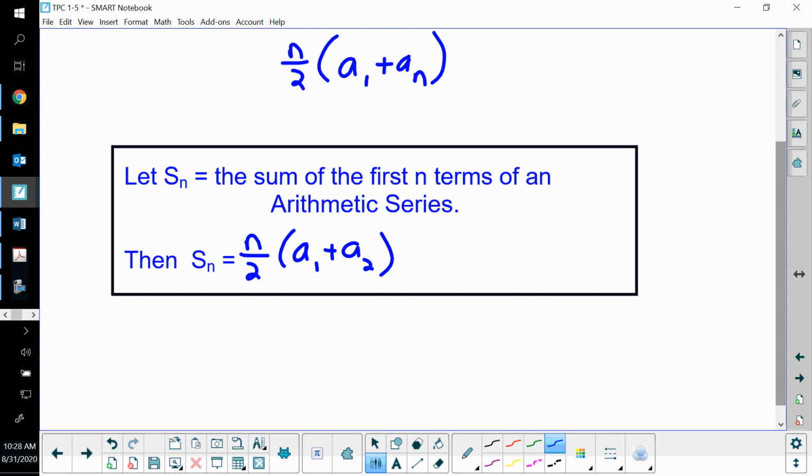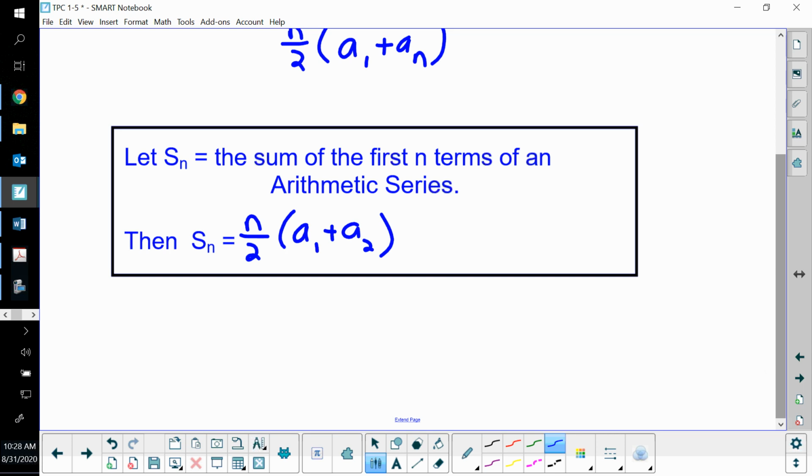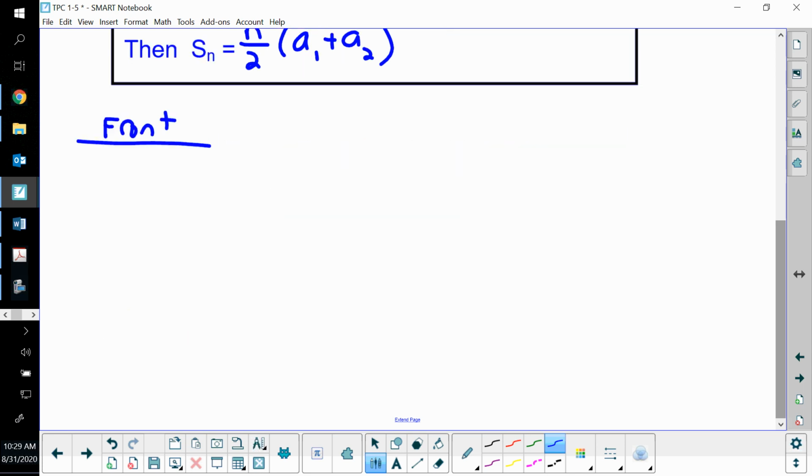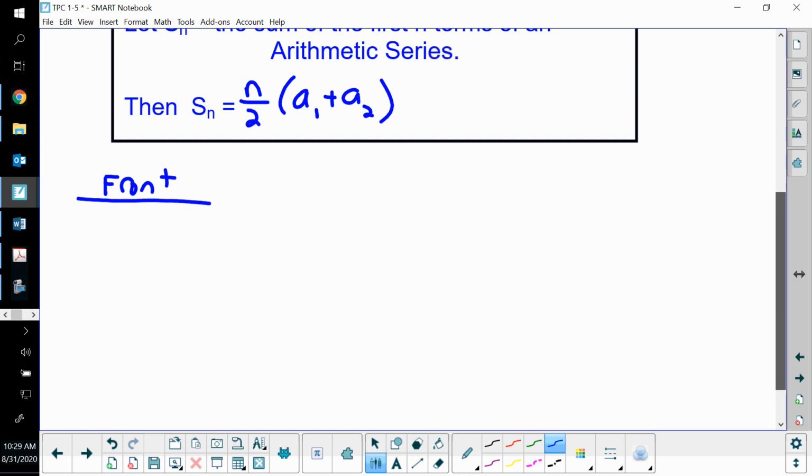Now in this unit, there are 4 formulas that you have to memorize. And we've seen 3 of them so far. So I'd actually like you to flip to the front of your packet, and on the front of your packet, I would like you to write the 3 formulas that we know so far. So the 3 we know so far is D. If you're not sure how to find the D value, you can do the second term minus the first term. If you're not sure how to find R, you can do the second term divided by the first term.